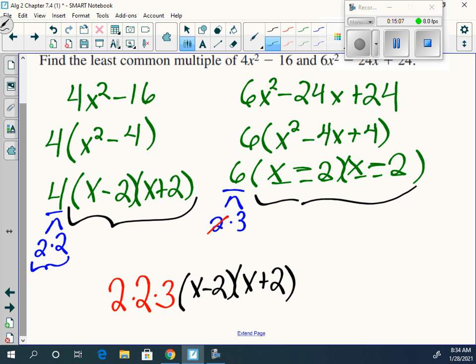So it has x minus 2 and x minus 2, yes? Well, how many x minus 2's do I have already? 1, yes? How many does this one have? So how many do I need down here? 2 total, yes? So I need one more. Okay, we're done.